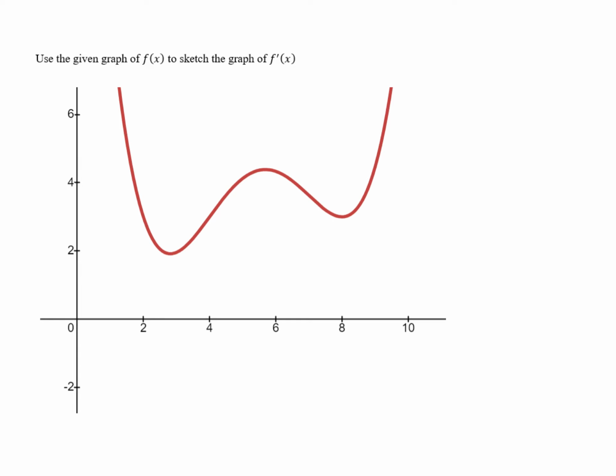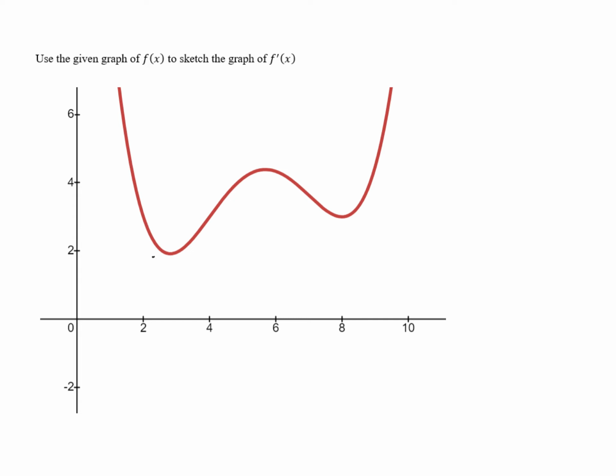Use the given graph of f of x to sketch the graph of f prime of x. So we're given the graph of a function, and we want to use it to figure out what the derivative is going to look like. When we're doing this, the best place to start is to look and see where we have horizontal tangent lines, because horizontal tangent lines have slope 0, which means at those points the derivative will be 0.